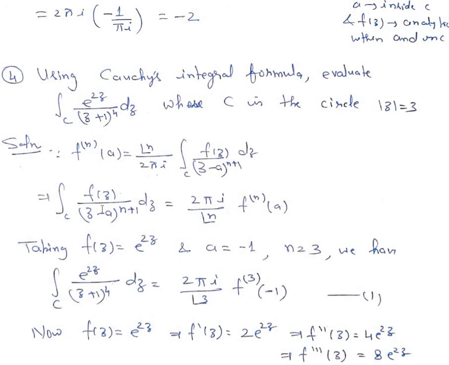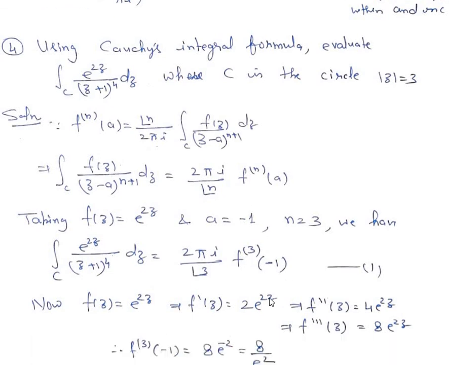Now if you compare these two, what is f(z)? f(z) is e to the power 2z. What is a? a is minus 1, and n plus 1 is 4, so therefore n is equal to 3. So the integral over c of e to the power 2z upon (z plus 1) to the power 4 dz is equal to 2 pi i upon factorial 3 times the third derivative of f(z) at minus 1.